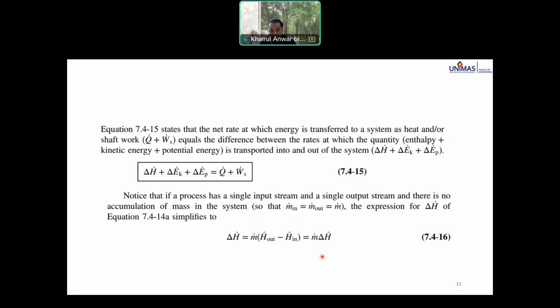Notice that if a process has a single input stream and a single output stream, and there is no accumulation of mass in the system, so that m_in equals m_out, the expression for delta H of equation 7.4-14a simplifies to delta H equal to m dot times H_out minus H_in. This is the specific enthalpy in.